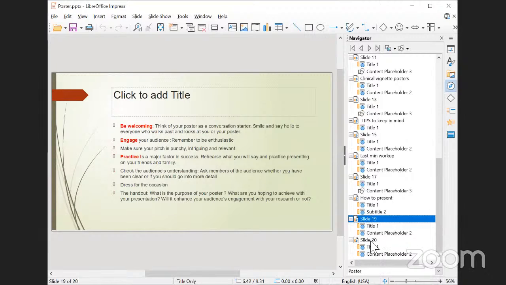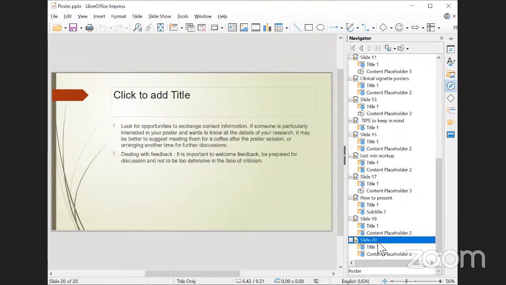Ask the members of the audience whether you have been clear or if you should go into more detail. Dress for the occasion. And finally, the handout. The handout is important, with important details like what is the purpose of your poster, what are you hoping to achieve with your presentation, and will it enhance your audience engagement with your research or not. Look for the opportunities to engage, contact information.